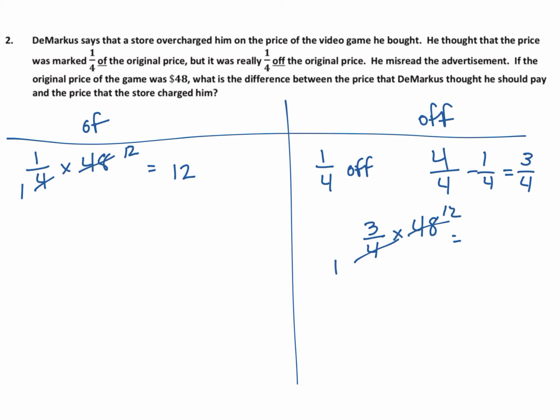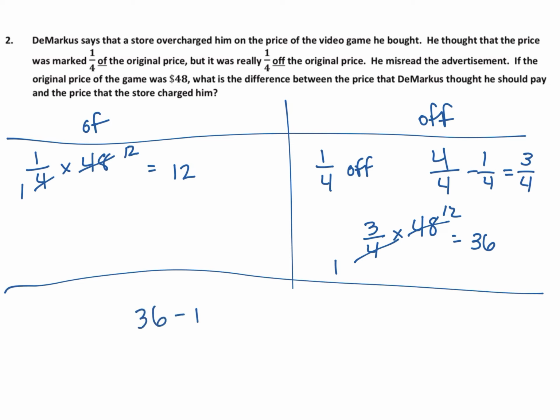So that would be a 1 and a 12, and 12 times 3 is 36. Another way you could think of a fourth off is, well, a fourth of 48 is 12. So if we take that off, 8 minus 2 is 6, 4 minus 1 is 3. So we get the same thing. So the difference between those two, between 36 and 12, is $24 difference.